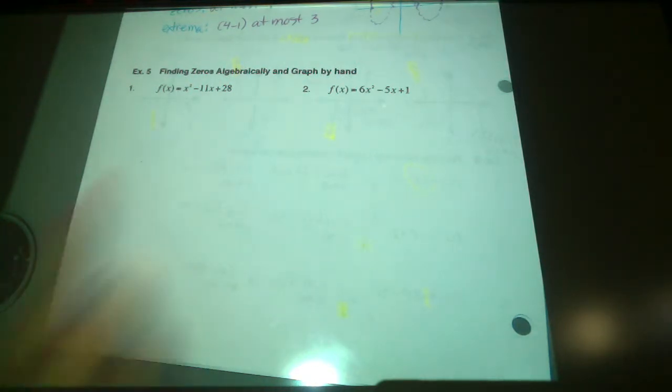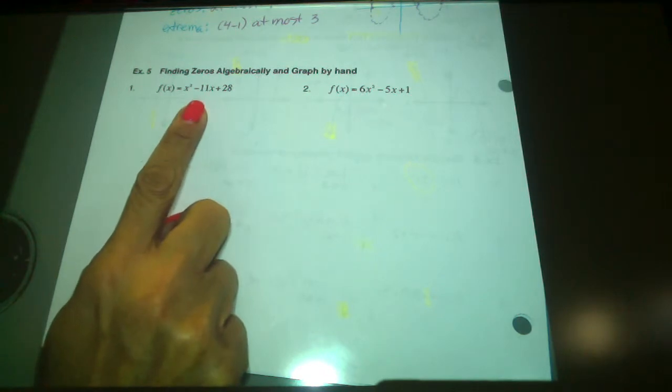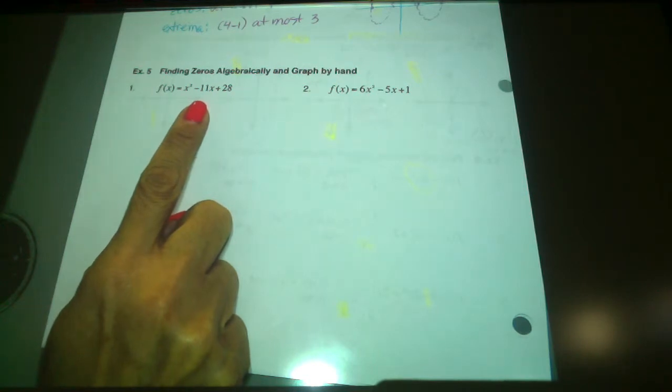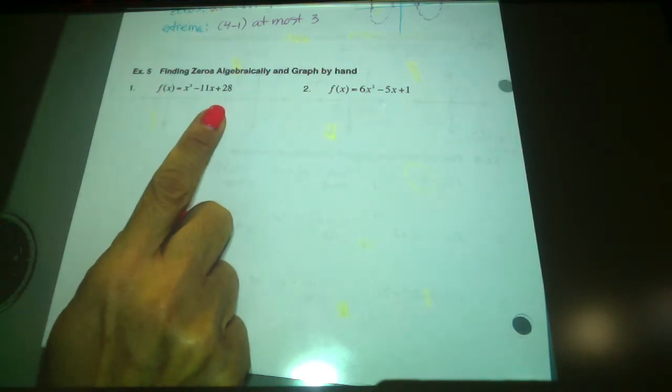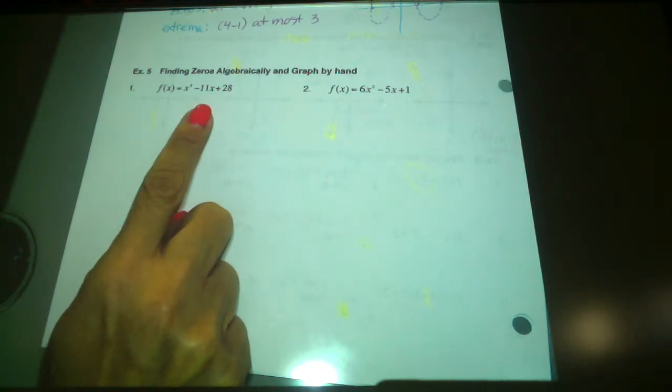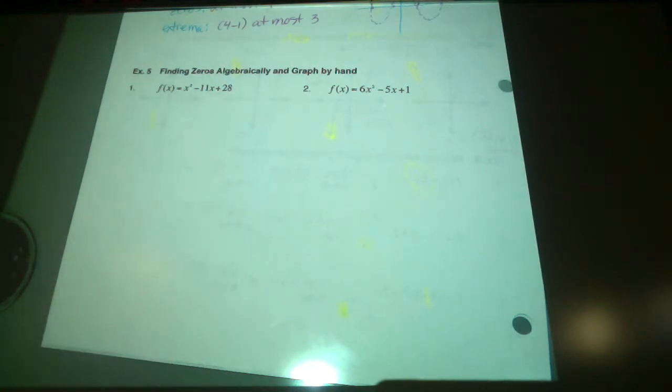We could either put this into vertex form by completing the square. And actually, completing the square is a whole lot quicker once you're very good at it than using the quadratic formula, to be honest. And it's much easier to see that vertex, because it's going to end up being a fraction when it's in that vertex form. But they didn't ask for that, so we're not going to do that. We are going to find the zeros.